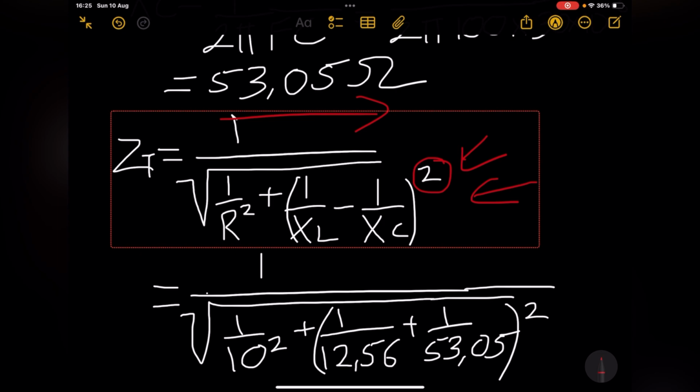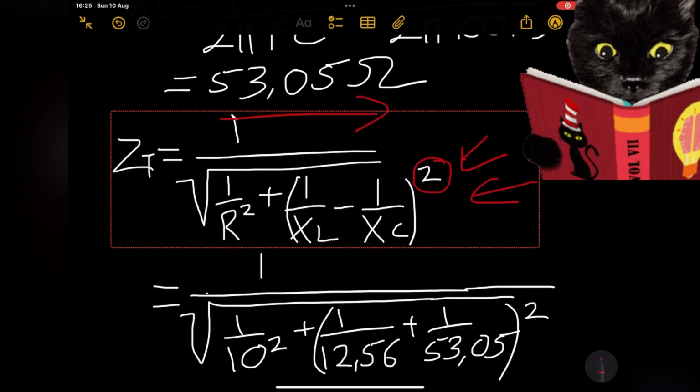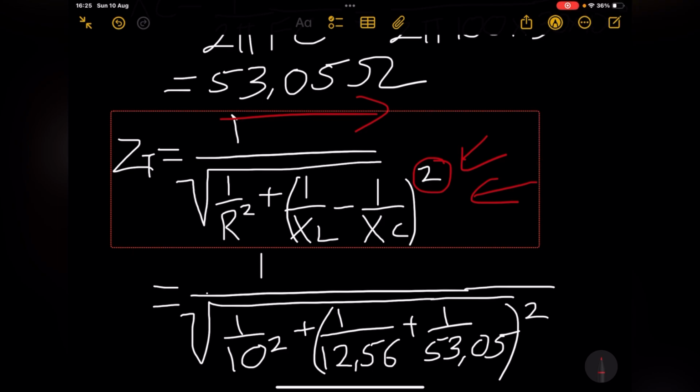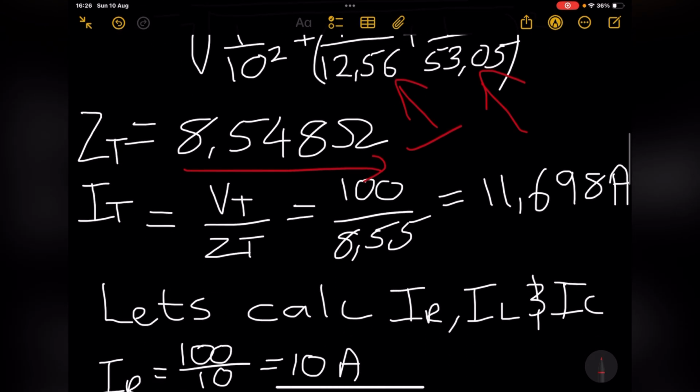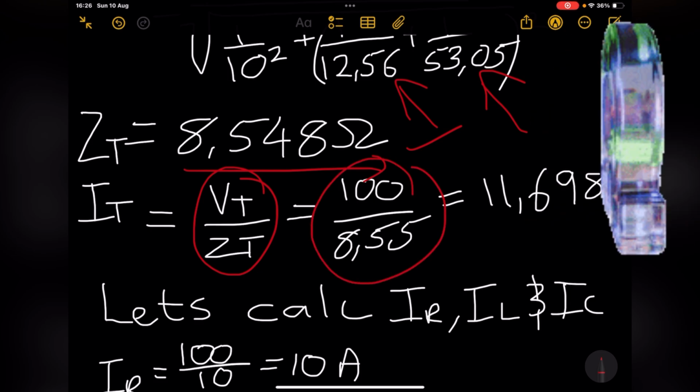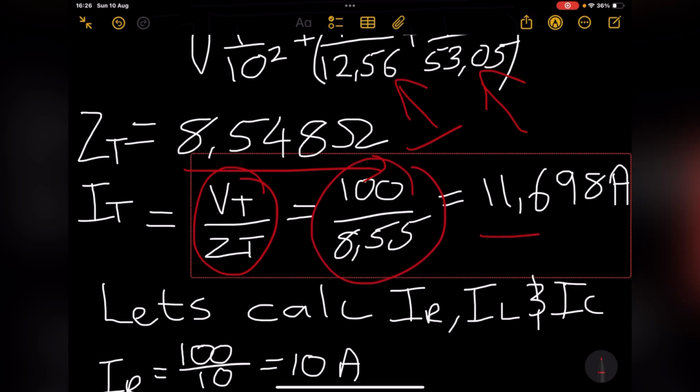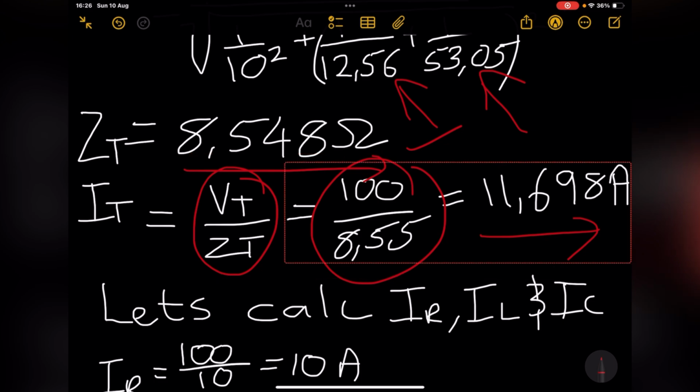Okay, so store this away, the complete impedance of a parallel RLC circuit. All right, after that we put our two values that we've just determined into this parallel RLC impedance formula, and we find total impedance as 8.548 ohms. All right, good. So the next question is to calculate IT. IT is quite simple if you have total impedance. It kind of remains the same old Ohm's law formula that we apply over here. 100 volts over 8.55 ohms equals 11.698 amps.